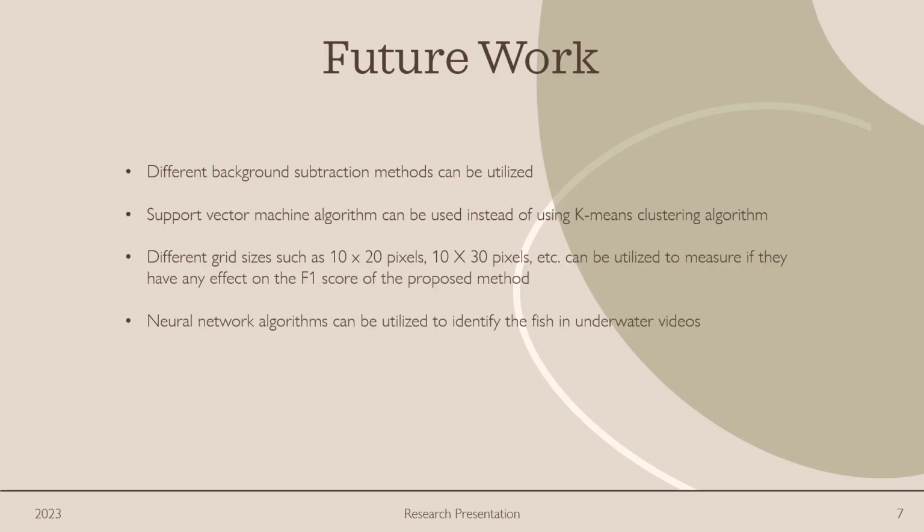Here is a list of future works that can be done. Different background subtraction methods can be utilized. Support vector machine algorithm can be used instead of the k-means clustering algorithm. Different grid sizes such as 10 by 20 pixels, 10 by 30 pixels, etc. can be utilized to measure if they have any effect on the F1 score of the proposed method. Neural network algorithms can be utilized to identify the fish in the underwater videos.